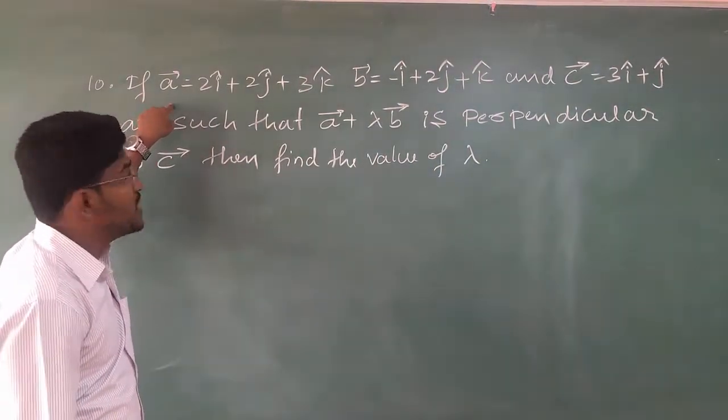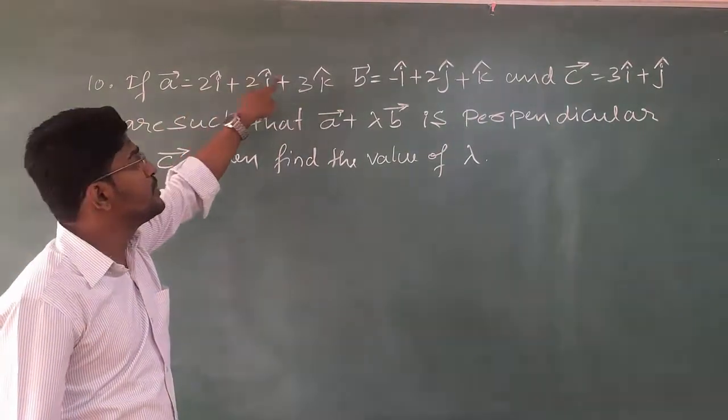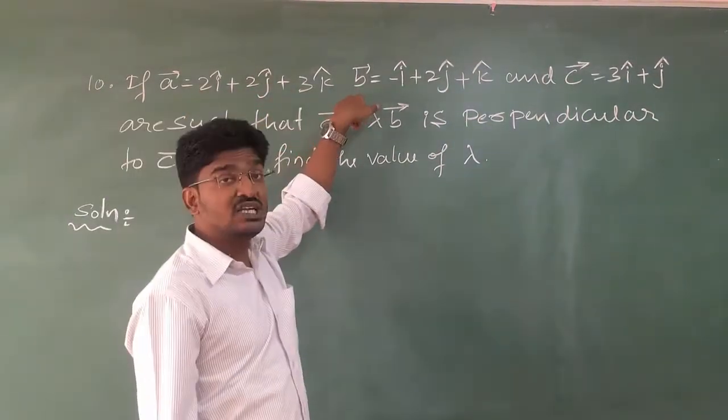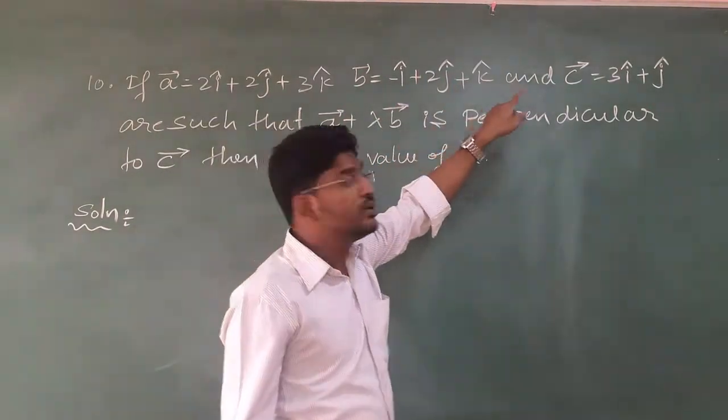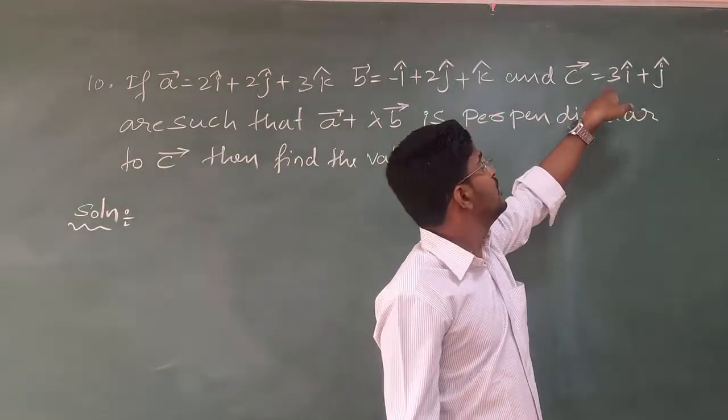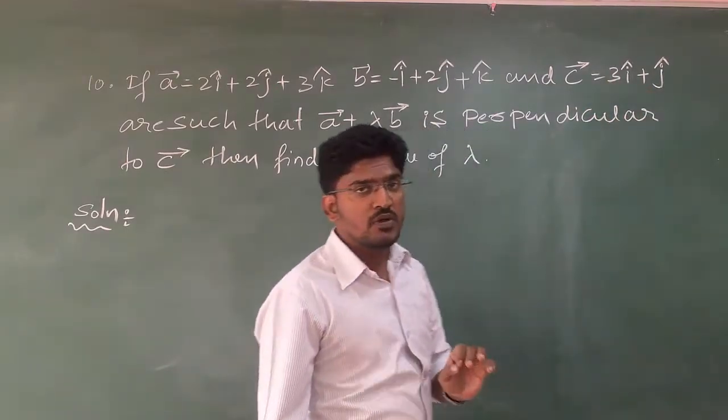Vector A is given as 2i cap plus 2j cap plus 3k cap. Vector B is given as minus i cap plus 2j cap plus k cap. Vector C is given as 3i cap plus j cap. No problem.